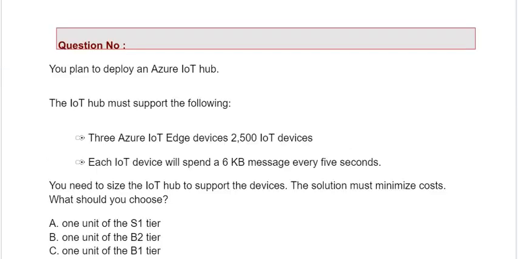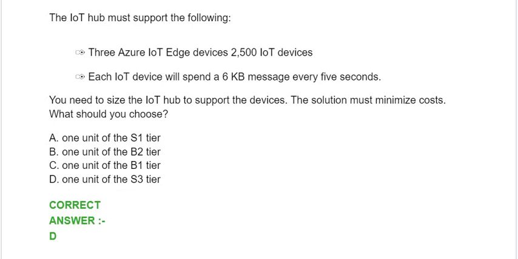Next question is, you plan to deploy an Azure IoT hub. The IoT hub must support the following. First, 3 Azure IoT Edge devices and 2500 IoT devices. Second, each IoT device will send a 6 KB message every 5 seconds. You need to size the IoT hub to support the devices. The solution must minimize costs. What should you choose?